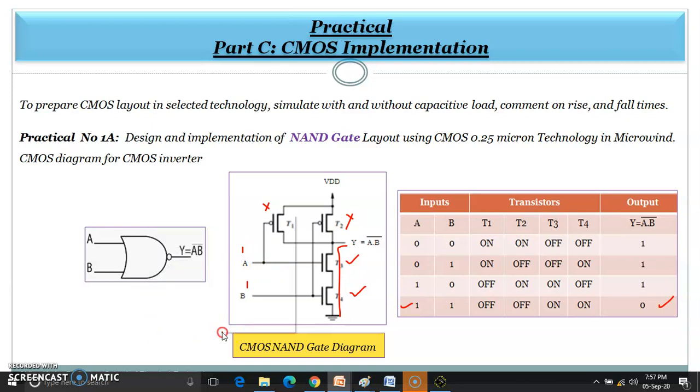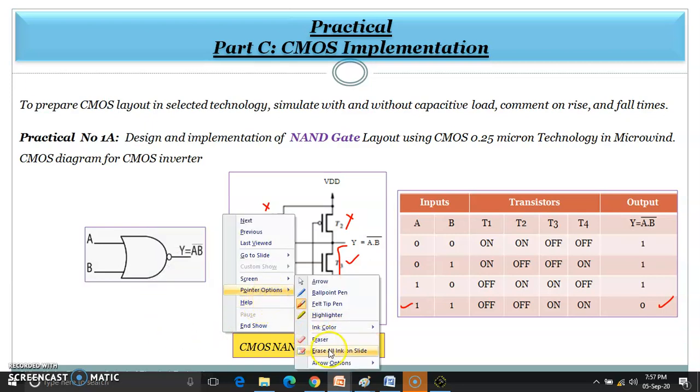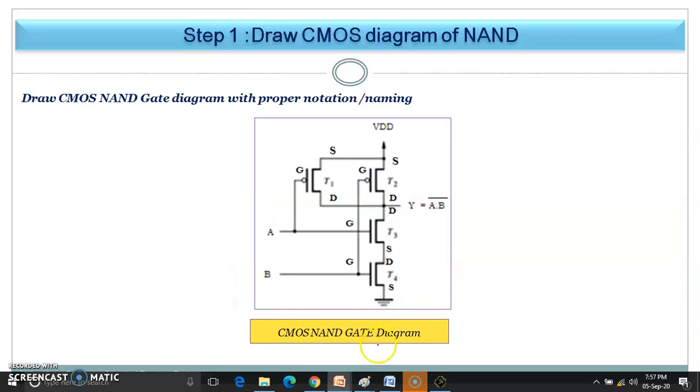Okay, so I'm erasing this point. Hope the things are clear with you. Moving further, the proper notation is given for source, gate, drain. As I told you, the source of PMOS should be connected to VDD and the source of NMOS should be connected to ground. Here, the MOSFETs we have used are the enhancement type of MOSFET. This is the enhancement type PMOS and these are the enhancement type NMOS, because these are used for switching purposes.